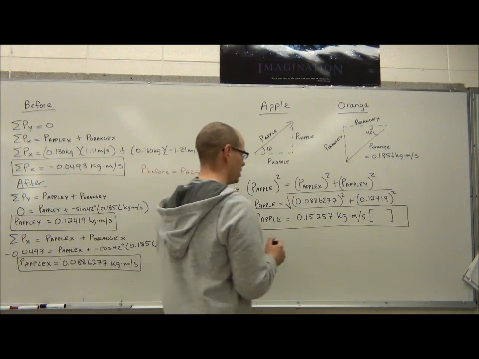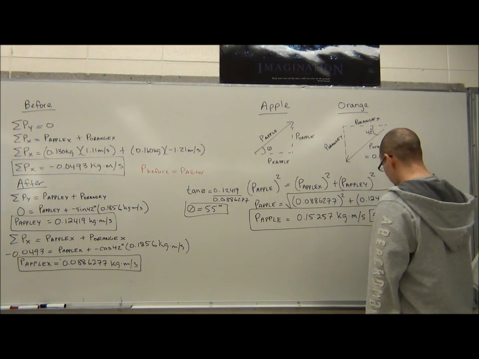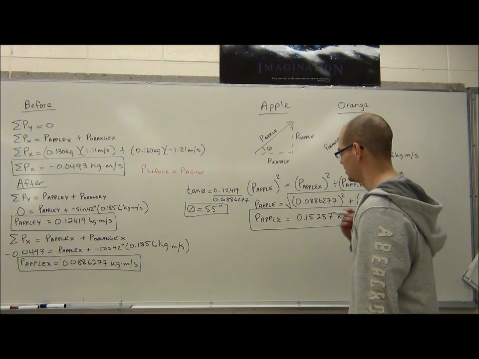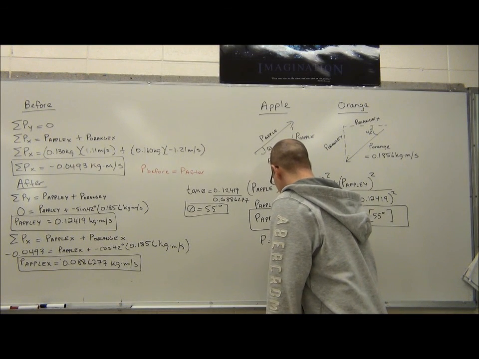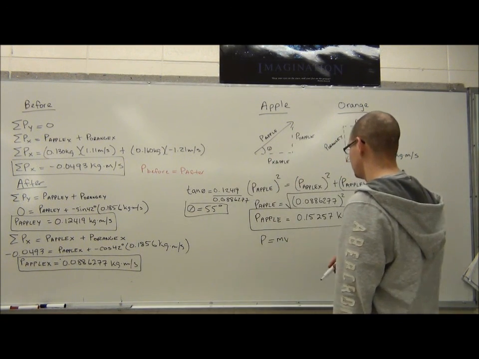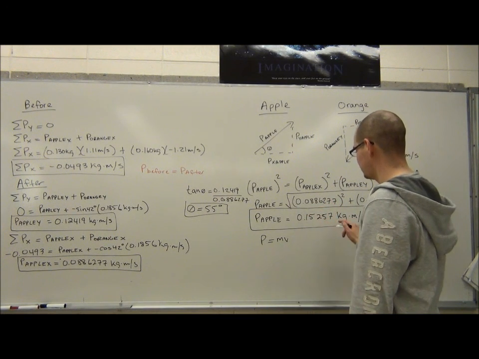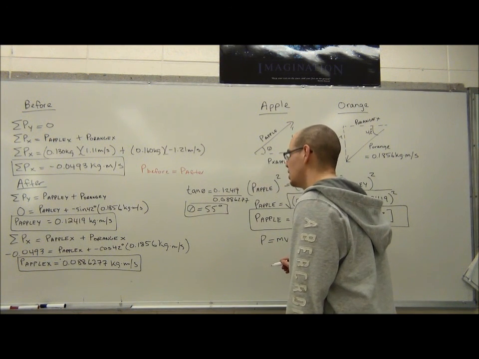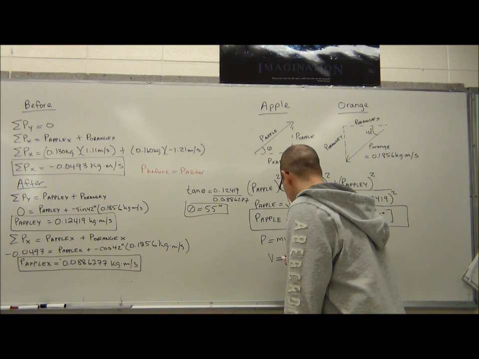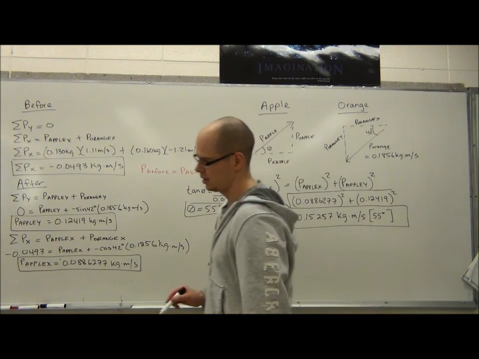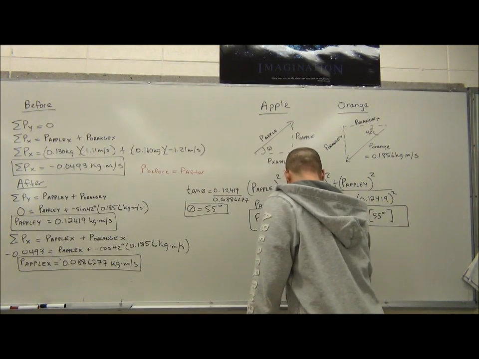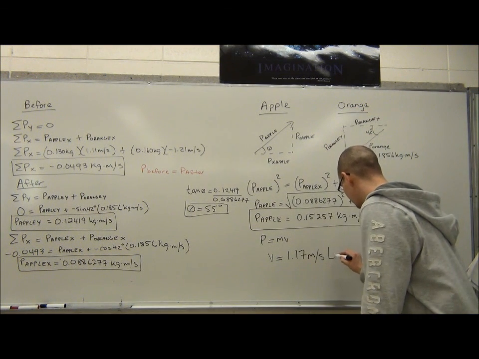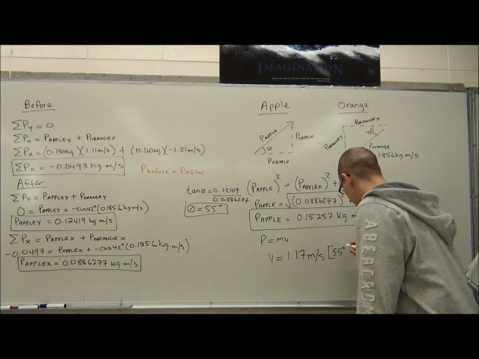Okay, so now, great, we have a direction, which, yeah, momentum is a vector quantity. It needs a direction. So last step here, remember, momentum is the product of the mass and the velocity. So to get this momentum into a velocity, we just need to divide by the mass of the apple, which was 0.130 kilograms. If you do that, you get that the velocity of the apple is 1.17 meters per second. And if we want to be technical, the direction is 55 degrees.